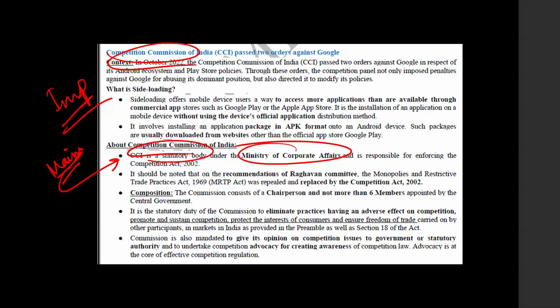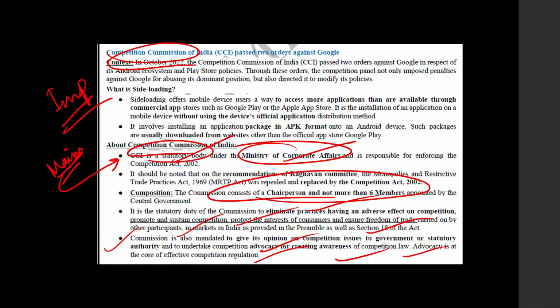I hope you know all these concepts. They can ask you the composition of the Competition Commission of India, or what kind of body it is. It's a very important body. It can impose fines, it can do advocacy, so many things it can do.